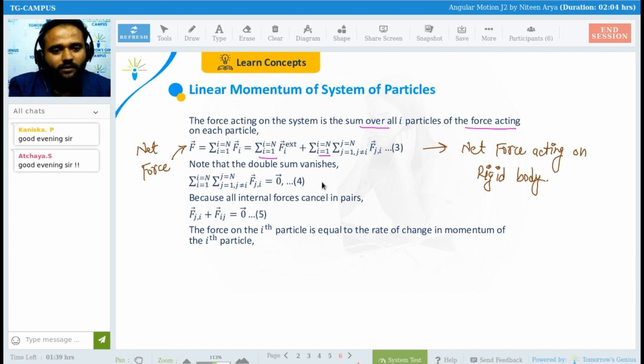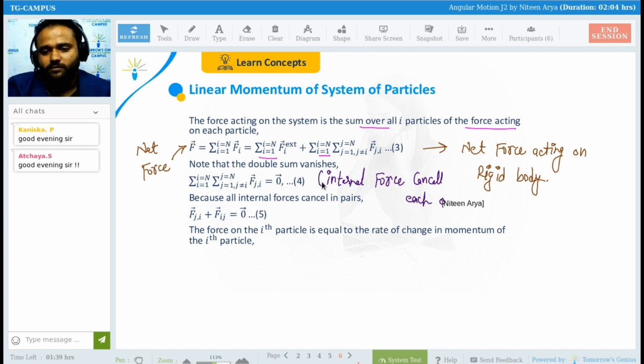So note that the double sum is going to vanish because internal forces are going to cancel each other. You can write it this way: internal forces cancel each other. So that is why the net internal force is going to be 0. So that is why F_ji equals F_ij equals 0.